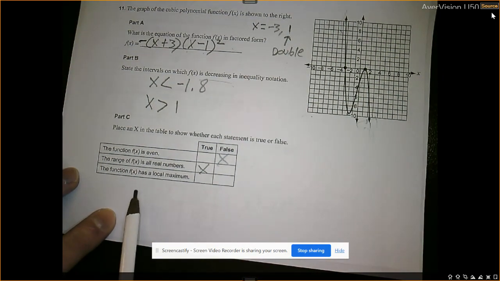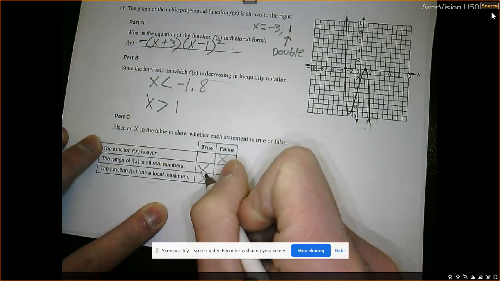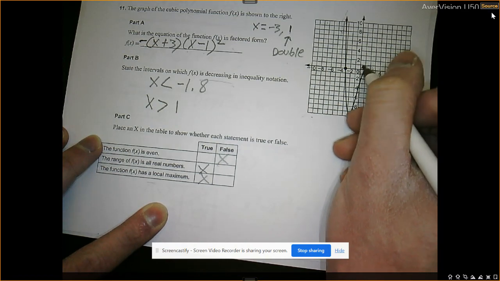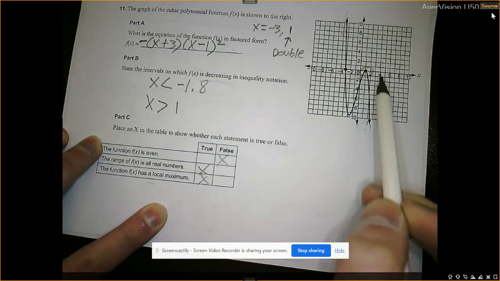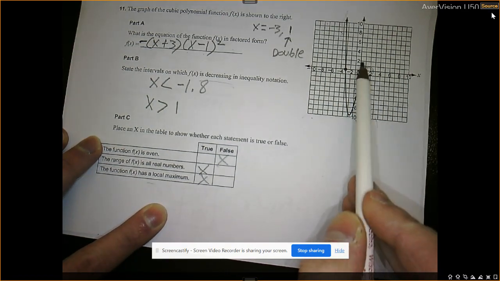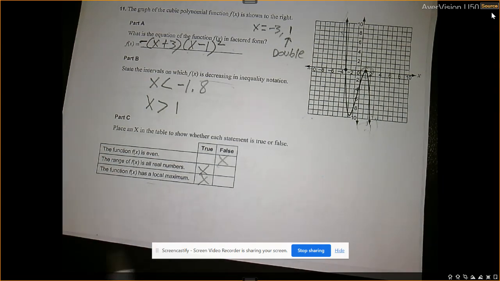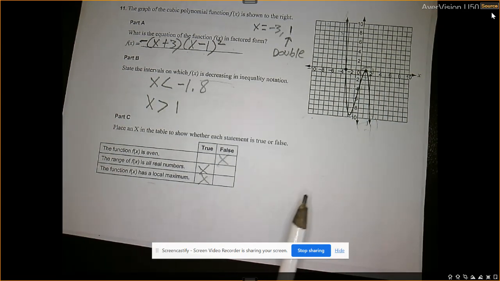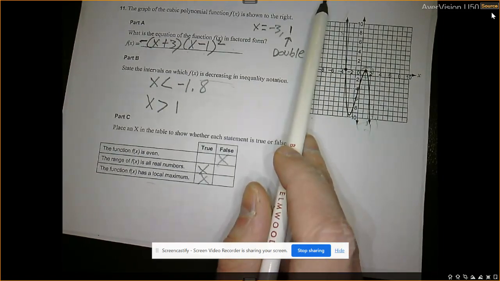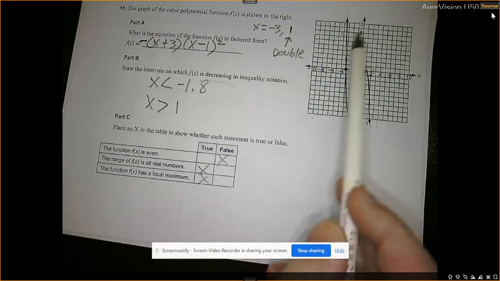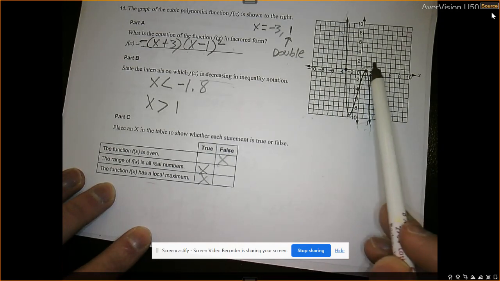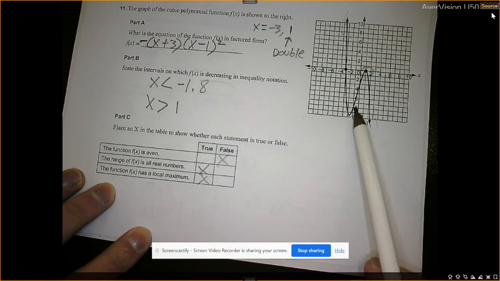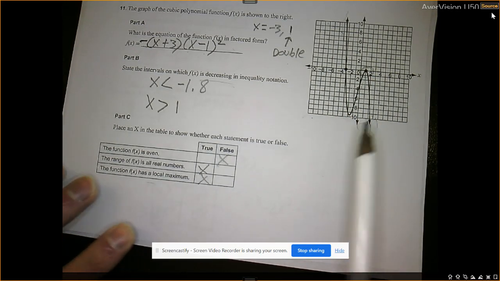Does this have a local maximum? Okay, a local maximum. Yes, it does, and it's right here. This spot right here is called a local maximum because that's the highest part of this portion of the graph, where it hits that maximum and then goes down. It does not have a global maximum because it goes up to positive infinity, but it has a local maximum here. This is also a local minimum here, no global minimum either.